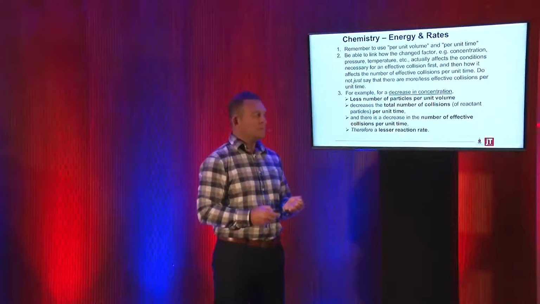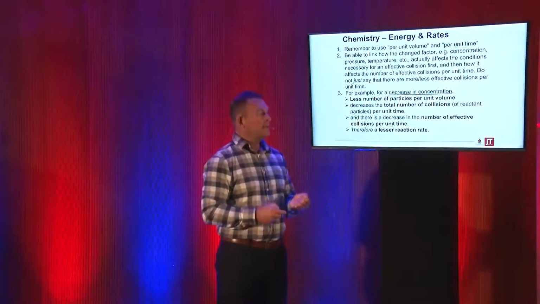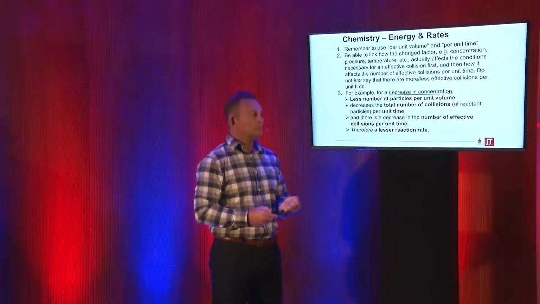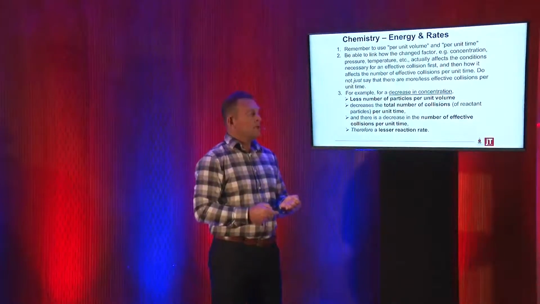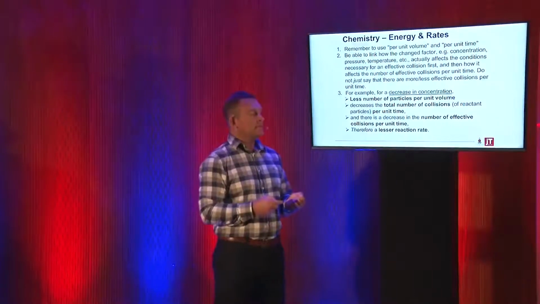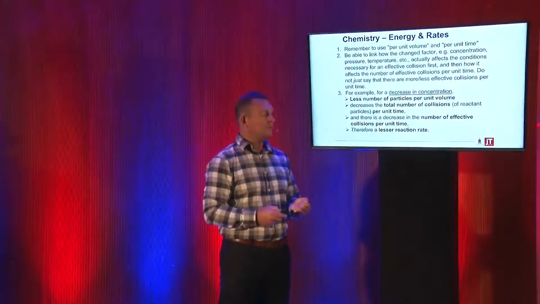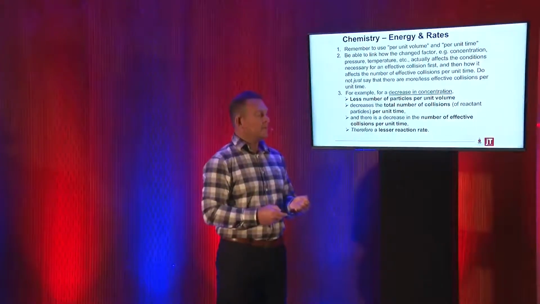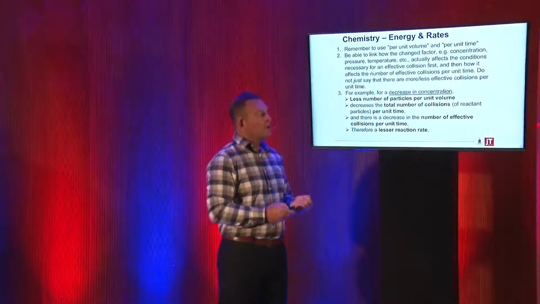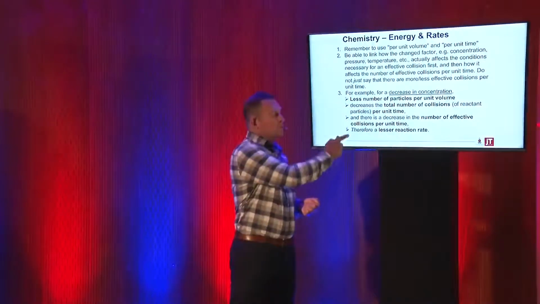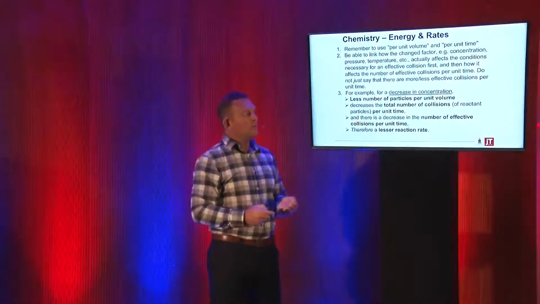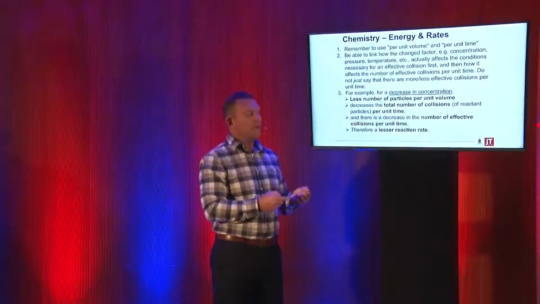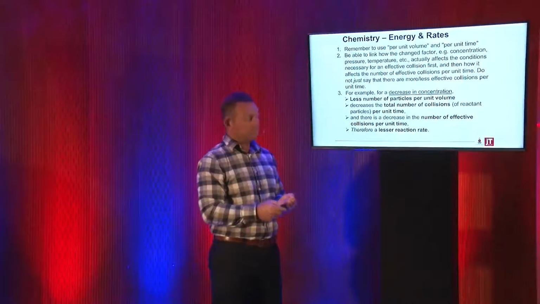Next bullet. This means there are less total collisions of reactant per unit time. So therefore, there is a decrease in the number of effective collisions per unit time. Therefore, there's a lesser reaction rate. So by using bullets and one bullet per line, we can reduce a long explanation and demonstrate our thinking clearly.